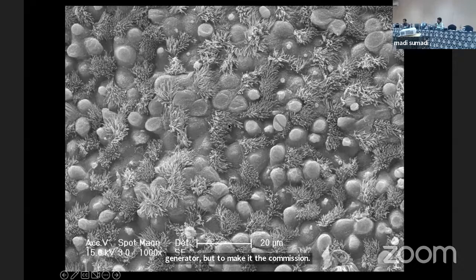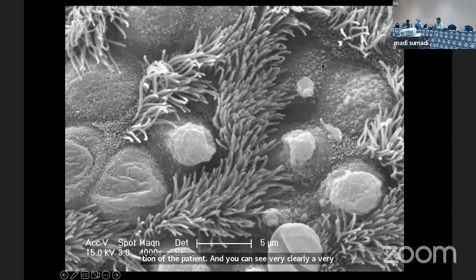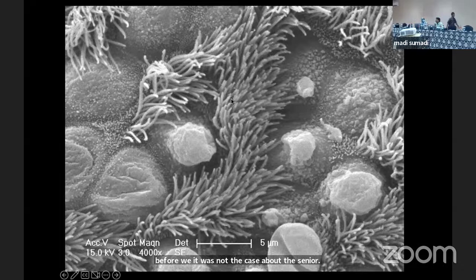The cell structure also depends upon the function of the tissue. And you can see very clearly a very elongated cilia, and then also small cilia coming up again here. It's very beautiful. It's tremendous cilia, right? And we're trying to understand how the cilia structures are developing. Before, it was not the case about the cilia. I think maybe 10 years ago, cilia plays a very important role. And if you remove one of the genes of cilia development, the animals die.